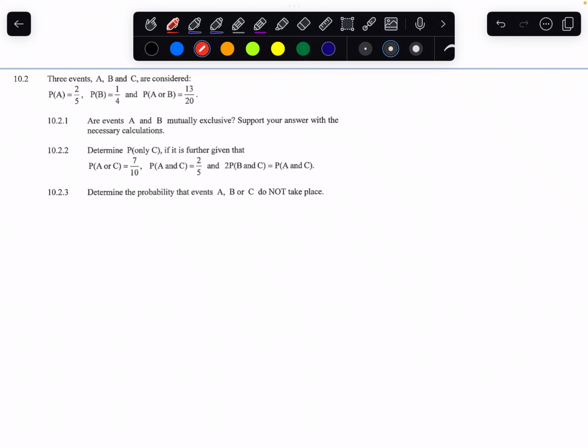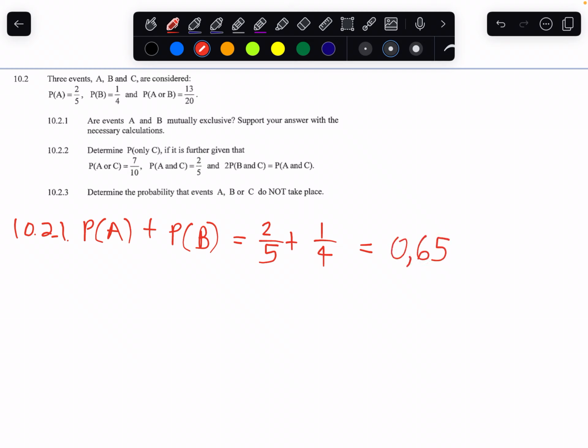So let's do that. So for 10.2.1, we're going to calculate the probability of A plus the probability of B. So that is 2/5 plus 1/4, and I think 2/5 is 0.4. 1/4 is 0.25, so that comes to 0.65, which is 13/20, right? And we saw that the probability of A or B happening is also equal to 13/20, so that means there isn't an intersection between A and B.